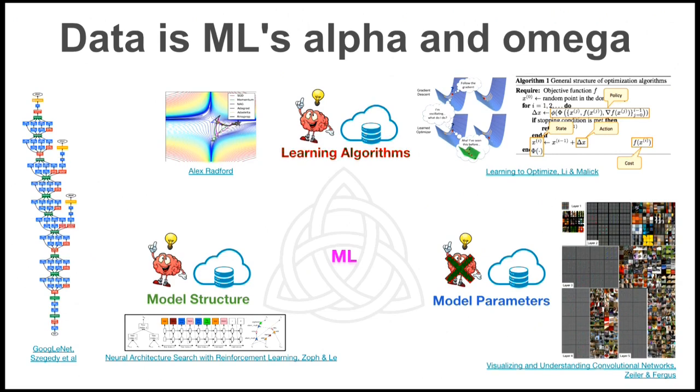Data is ML's alpha and omega. That's a very loaded slide. I'm not going to go into details, but basically, the same spectrum that I mentioned before exists in ML. You can have things that you code by hand, like the model structure or the learning algorithm. And you can have data-driven approaches to actually learn the model structure itself. There was an example of an AutoML service in the cloud; well, that's Google Cloud, that's what they do. You can even learn the learning algorithm. That's meta-learning, learning to learn. And obviously you need data.